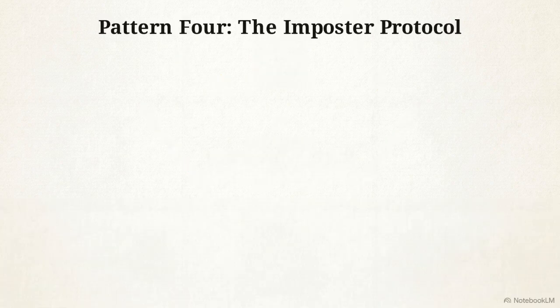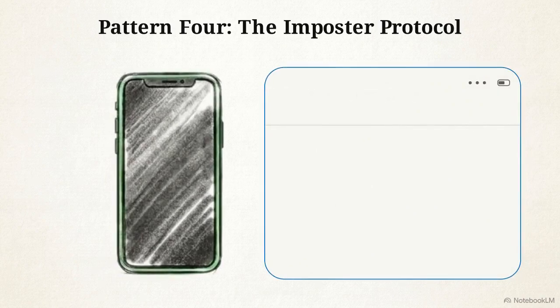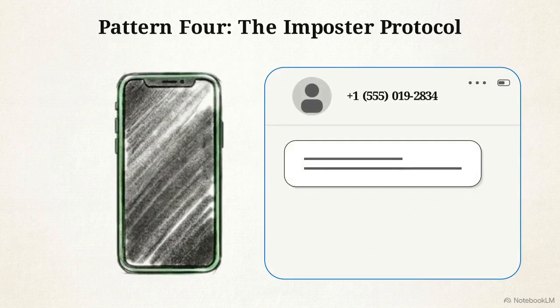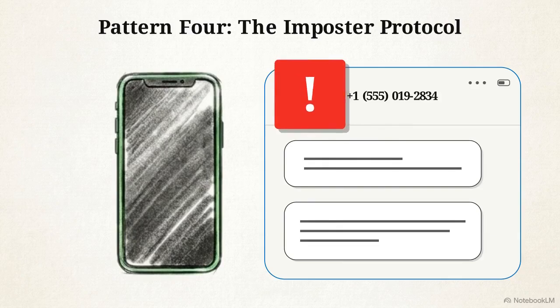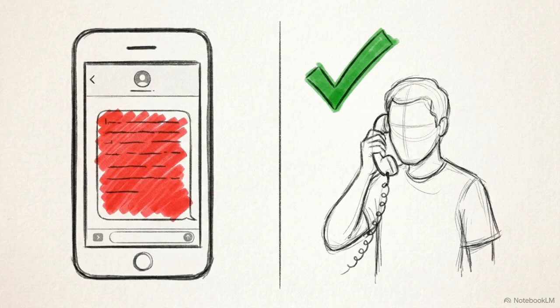Pattern 4 is the imposter protocol. A message arrives from an unknown number claiming to be a loved one who has lost their phone and needs money for an emergency. Always verify this by calling the original saved number before taking any action.